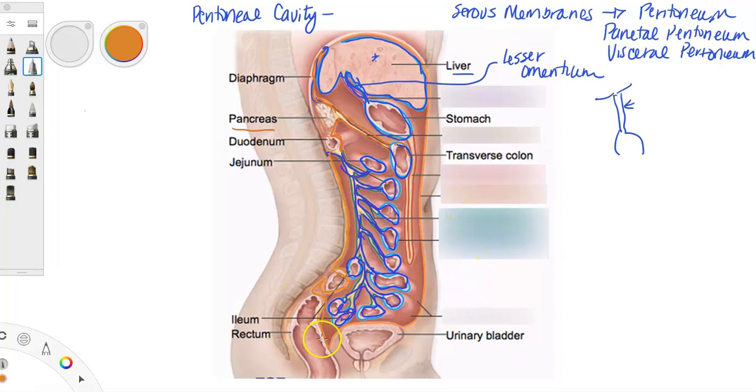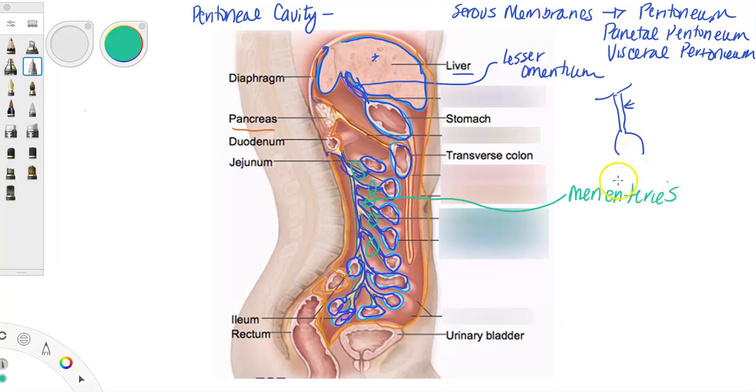Okay? So the rectum's down here. It isn't in the peritoneum either. All right? And then it comes around over the bladder and then back up here and then back up to the liver. So that's the parietal and visceral peritoneum. And these little areas right here, these are these little sandwiched areas. These are called mesenteries.